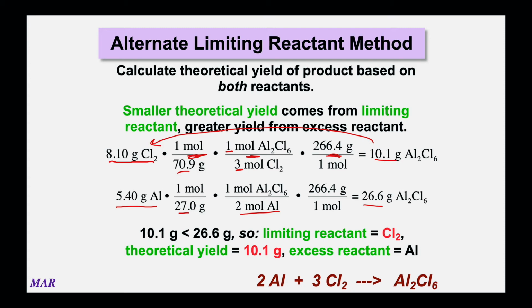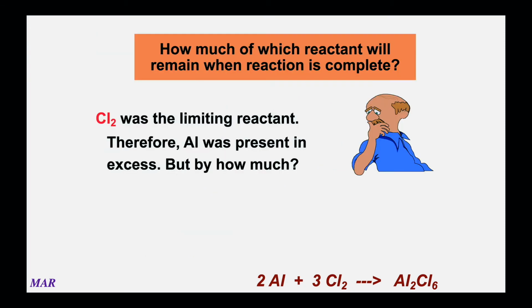So this is, again, the power of chemistry, and it's not rocket science or anything. We just got to put things in order, figure it out. Good to go. So chlorine was the limiting reactant, aluminum was present in excess, but the question here is, how much excess aluminum did we have?